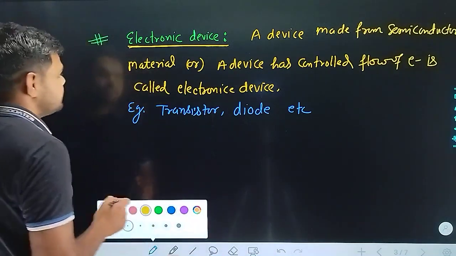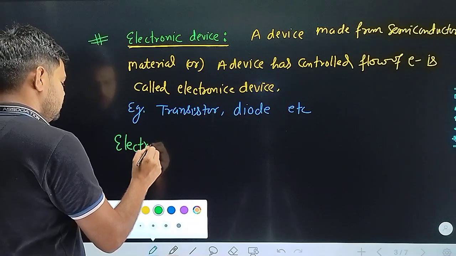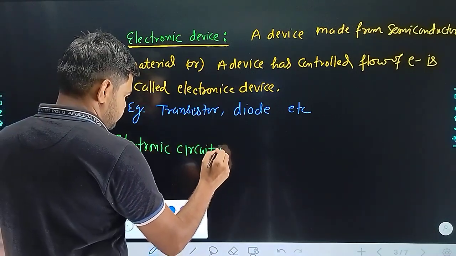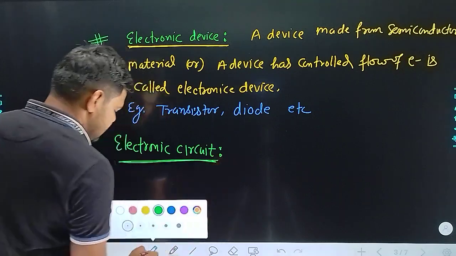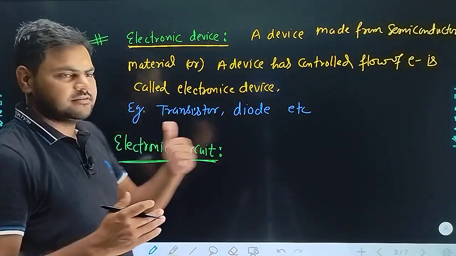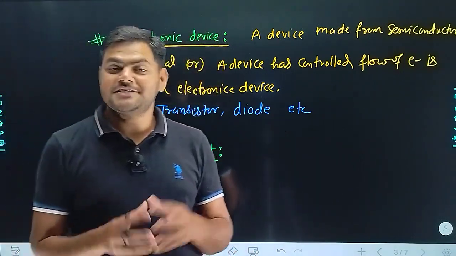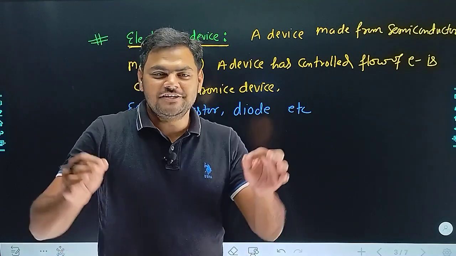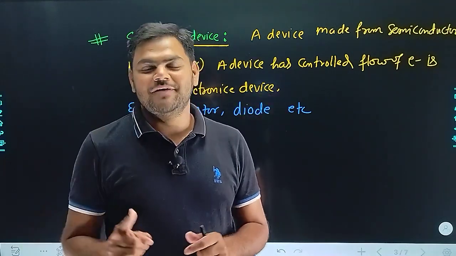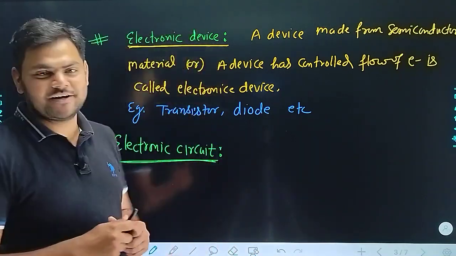Okay, so next definition is electronic circuit. What is electronic circuit? These are very basic definitions. I'm just giving them to you for your better feeling of the subject. Okay, so what is electronic circuit? A circuit which consists of at least one electronic device as a main component, such circuits are called electronic circuit.